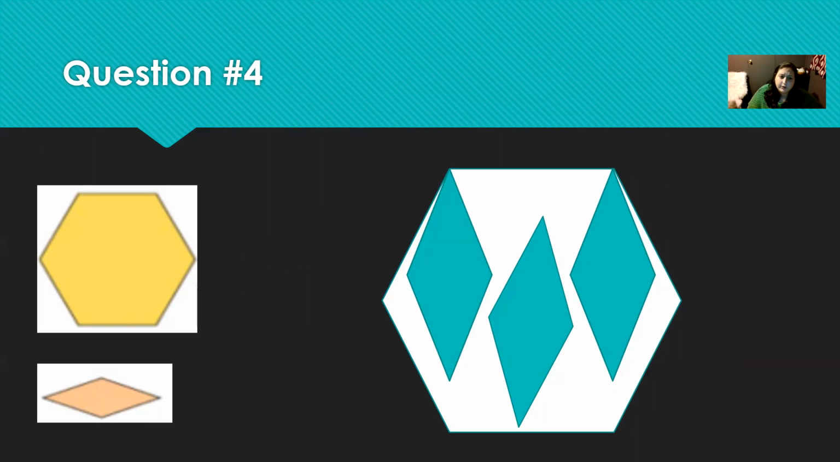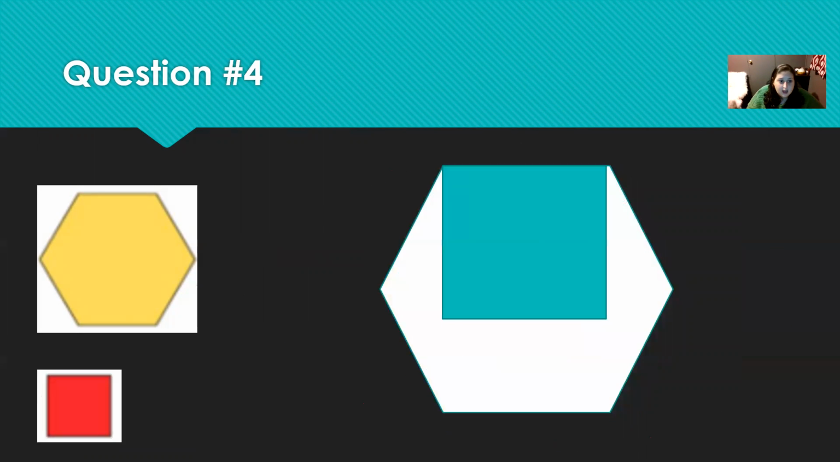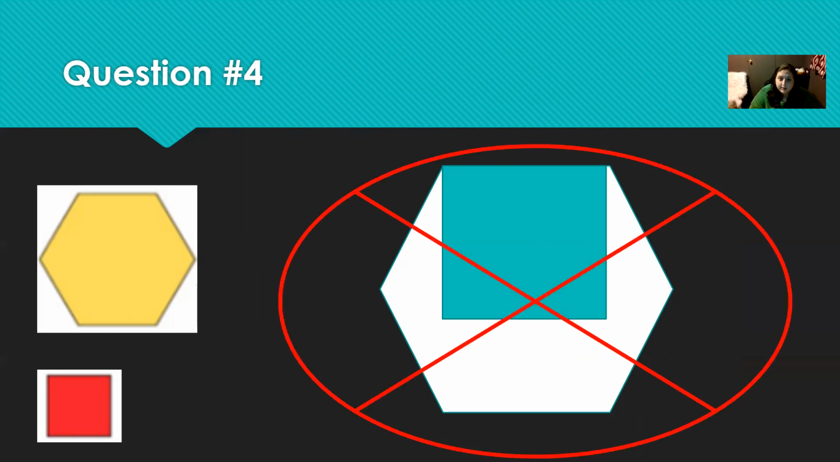And we're moving on to this rhombus, and as you can see, they don't really fit in there comfortably, so we're going to say that this one does not work. And same thing for this square. You can't fit more than 1 in here without going outside of the shape. So we're going to say this one does not work either.